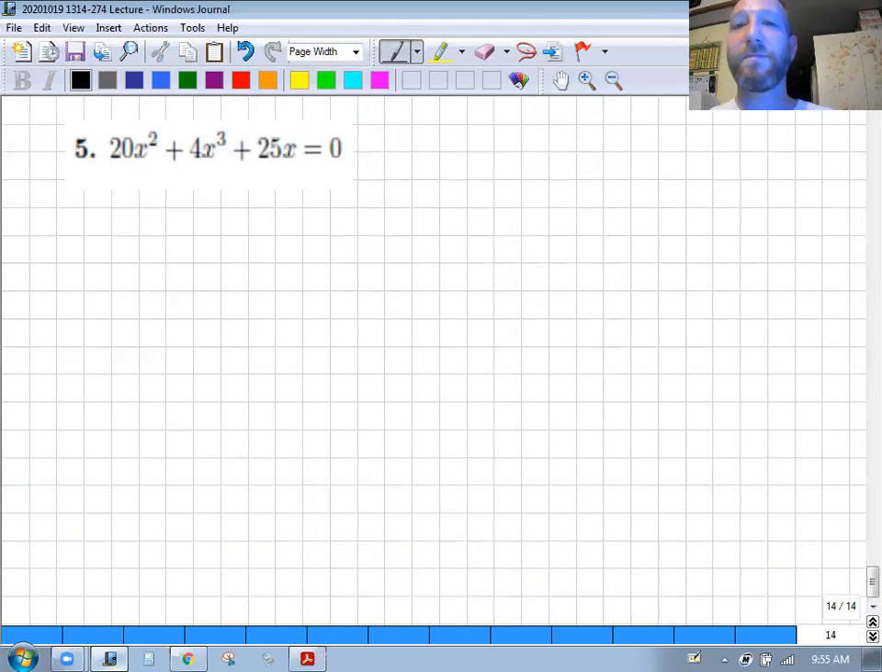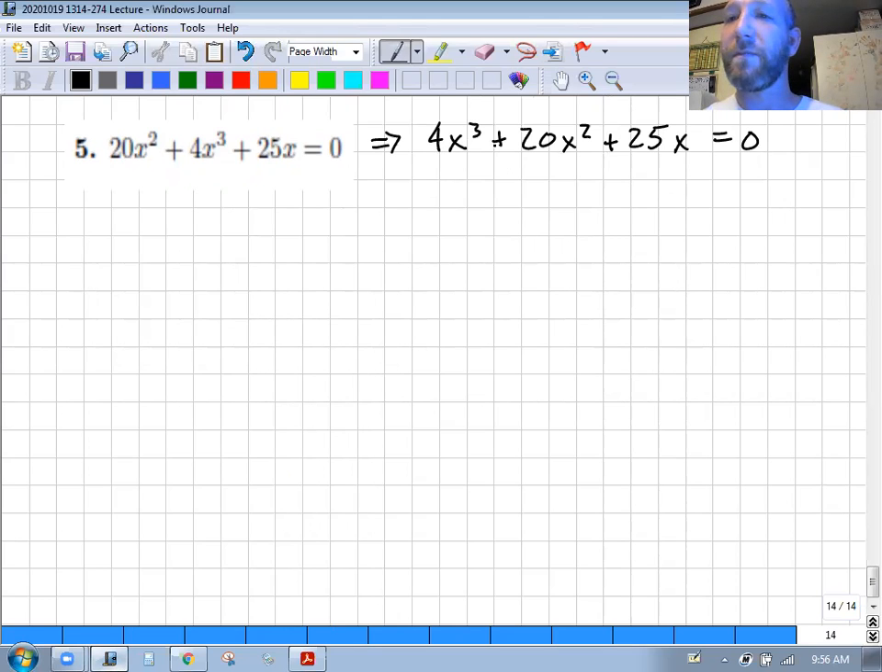Okay, this guy here, look at all these x's in here, right? We can definitely pull an x out. First, let's rewrite it in highest order to lowest order. We got a 4x cubed and a 20x squared and a 25x. So I just rewrote it so the highest power of x is first. If we look at the coefficients, they're all a little different. We can't pull a 2 out of any of them. We can't pull a 4 out. We can't do anything with the coefficients, but we can pull an x out.